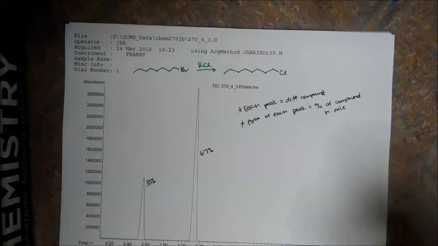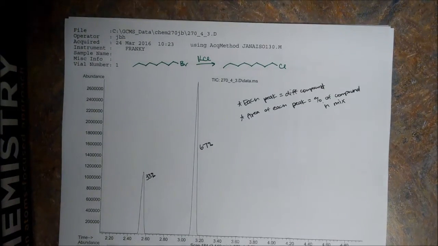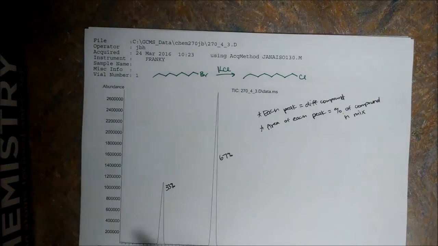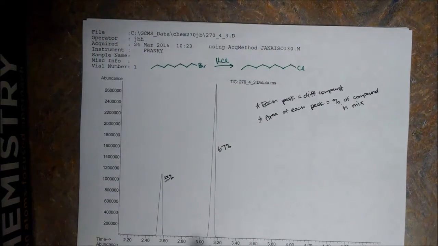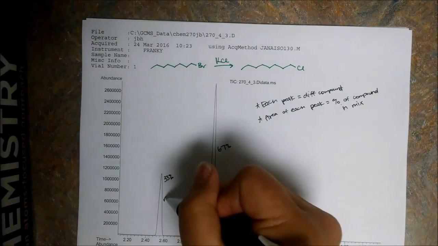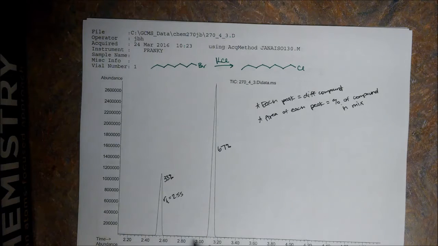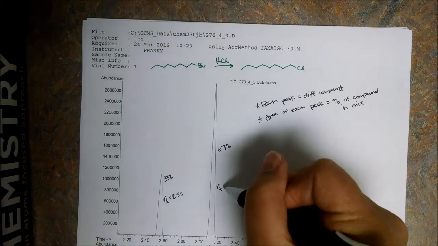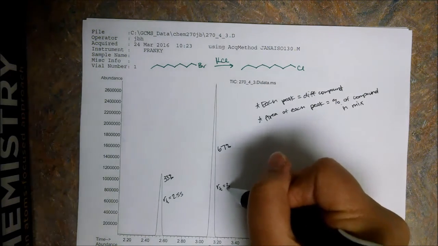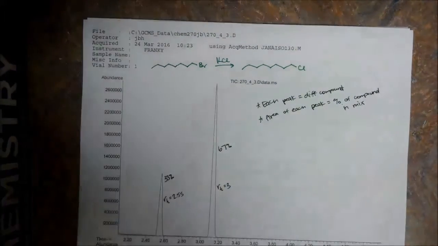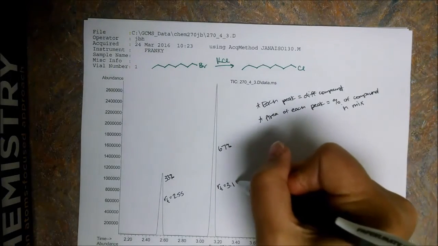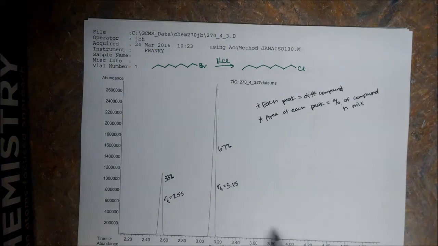As we come off the column, you can see here's the time right here. Don't worry about the abundance yet. Here's the retention time. As the run goes, there's a little timer, and so this compound came off with a retention time of about 2.55. And then this other compound came off a few minutes later, with a retention time of about 3.15. And then there was nothing else that came off.